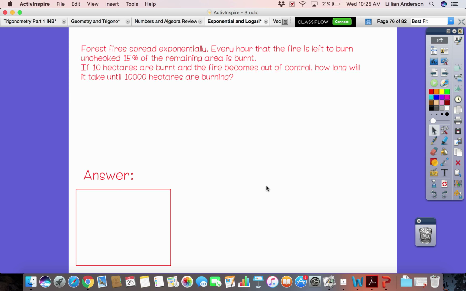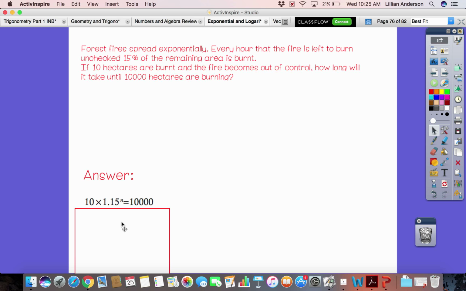Forest fires spread exponentially. Every hour that the fire is left to burn unchecked, 15% of the remaining area is burned. Okay, so you got to be careful. This one, okay, it represents how much it is being burnt. Okay, and if 10 hectares are burnt and the fire becomes out of control, how long will it take until 10,000 hectares are burning?